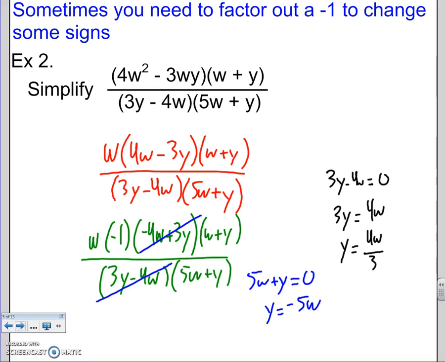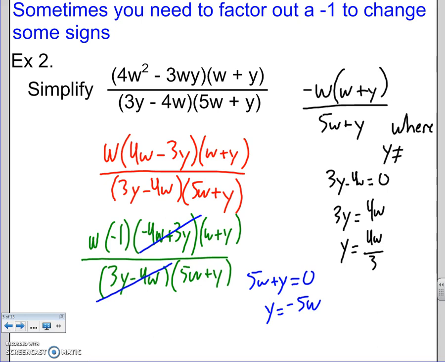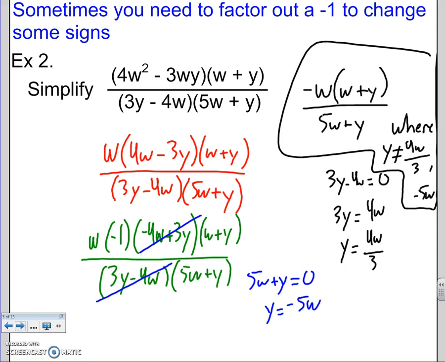So whatever's left is our final answer. I'm going to say it's -w, because -1 times w is -w, times w plus y, divided by 5w plus y. Our restrictions are where y cannot equal 4w over 3 or -5w. All right, so that's my reduced fraction with the restrictions.